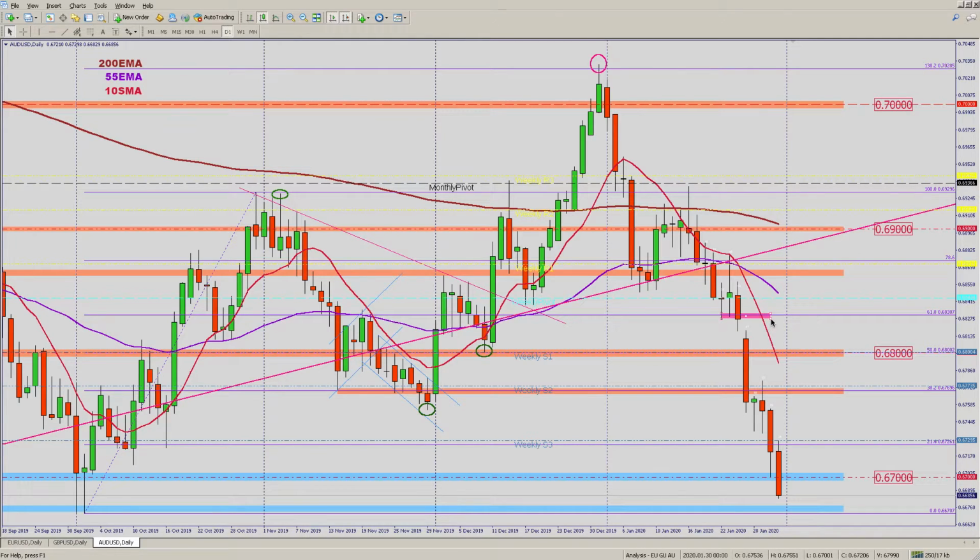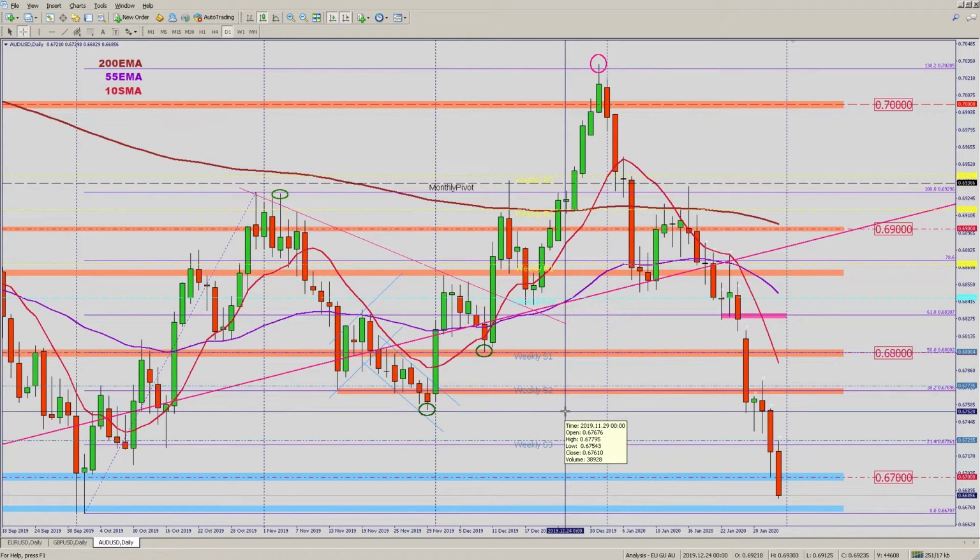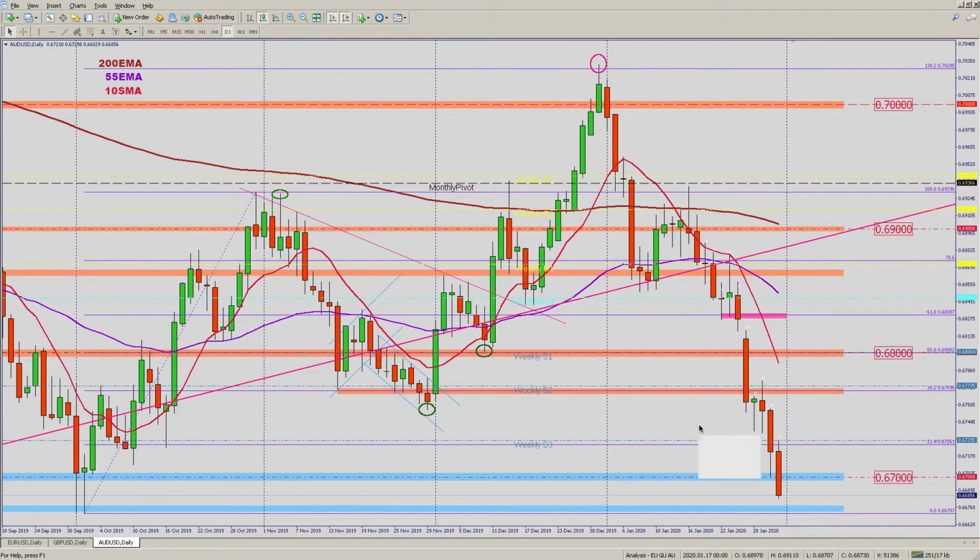Right, this is where it fell through on the start of the week, and it's gone through this support zone. We'll see whether it holds or whether it's able to recover back up. But next key support and now resistance is going to be at this 0.6750 area, before it can climb back up to the 38 Fib retracement level.